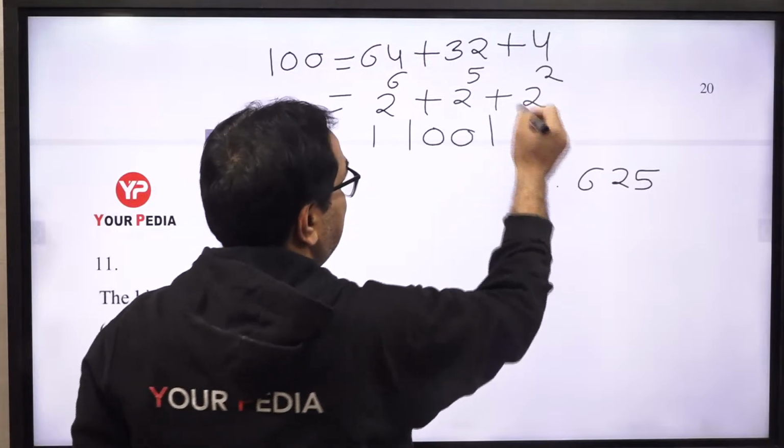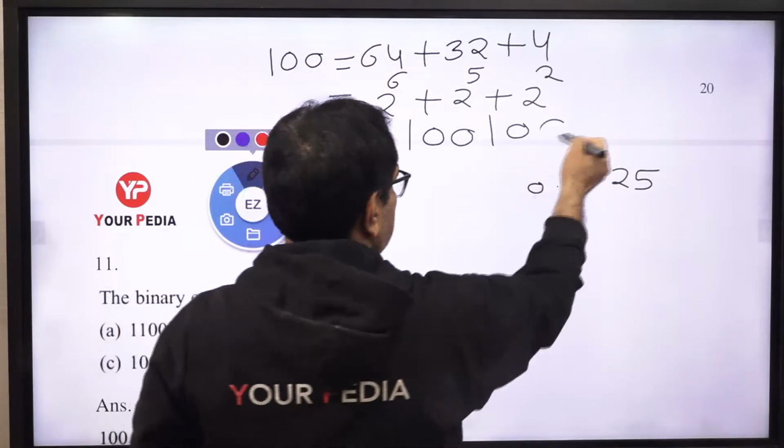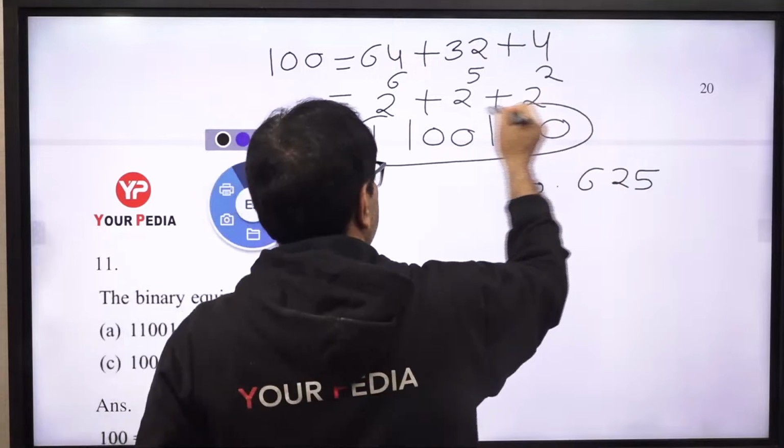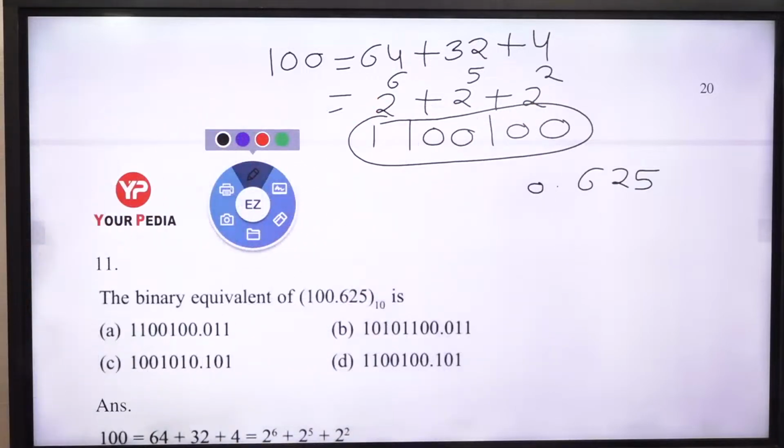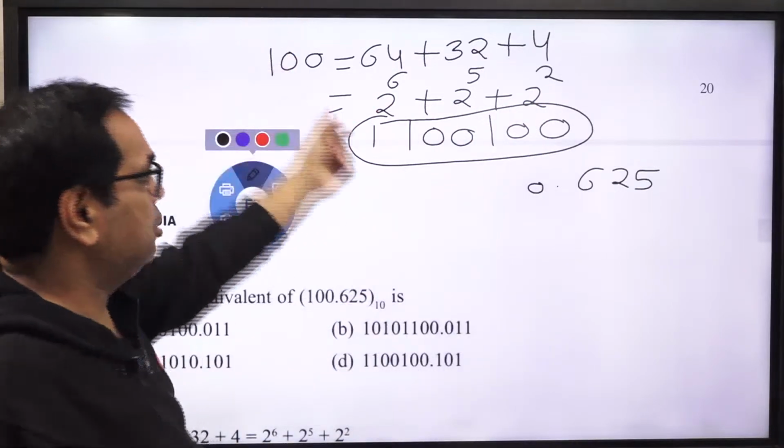Now 2 is present, now 1 is missing, 0 is missing. So this will be the conversion of this integral part into binary.